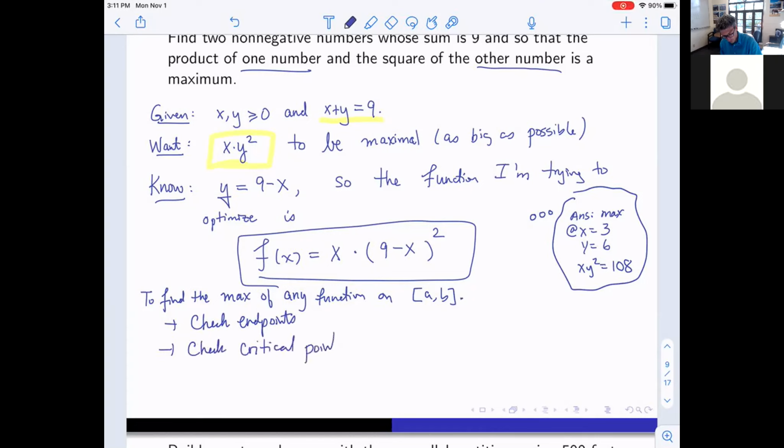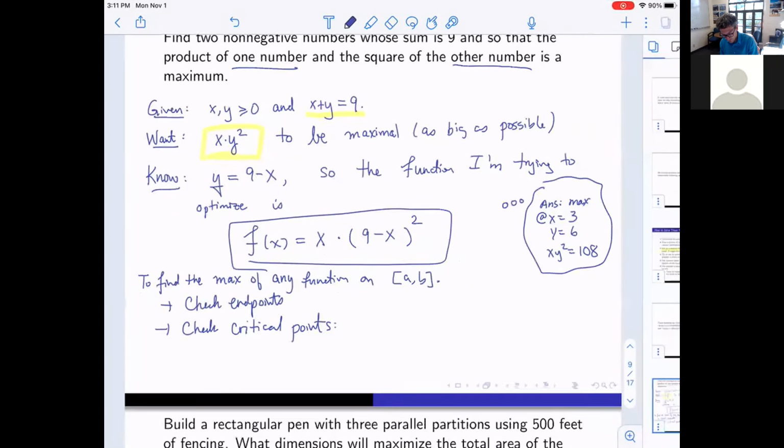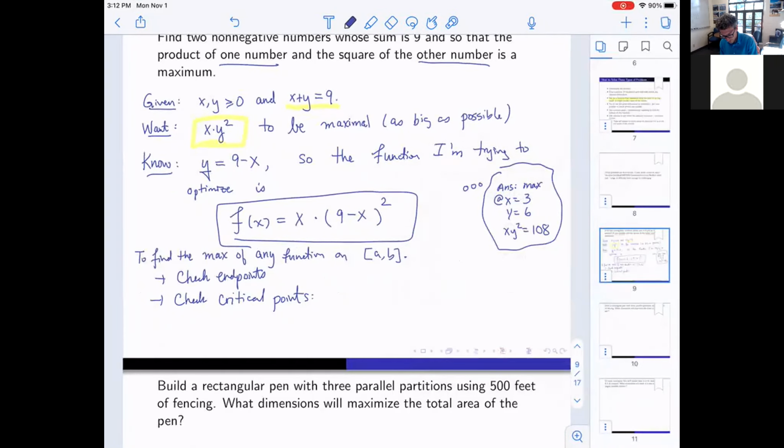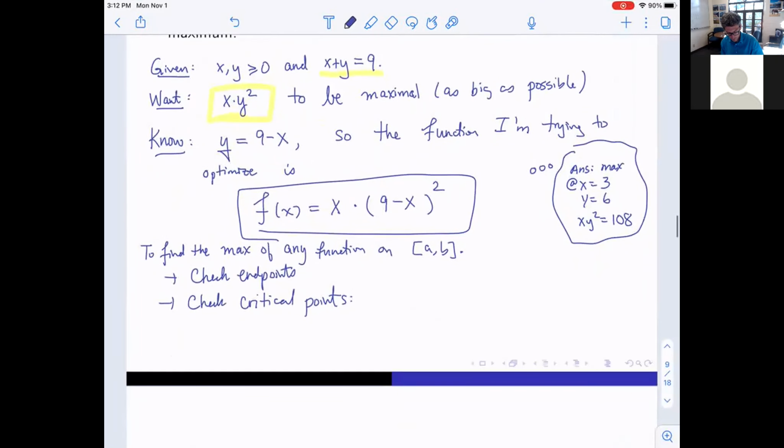So call them critical points, I think. So let's see how this is going to work.